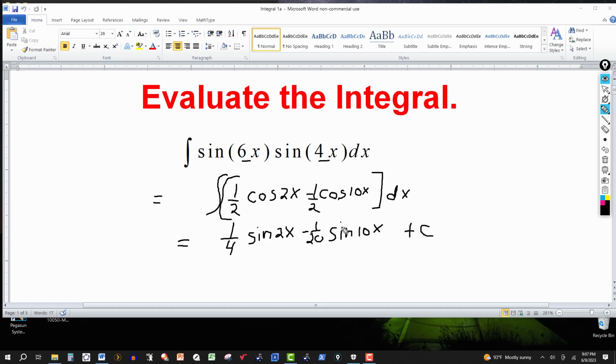And again, we check this, make sure we come out with what we started off with. The derivative of sine is positive cosine, but it has the negative here, so that checks out. You have a negative. And this times the derivative of 10x is 10. 10 times the 1 over 20 does give me the 1/2. That's your answer. So we come up with 1/4 sine of 2x minus 1 over 20 sine of 10x.